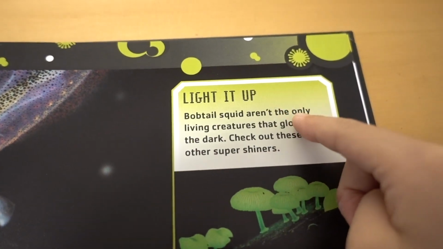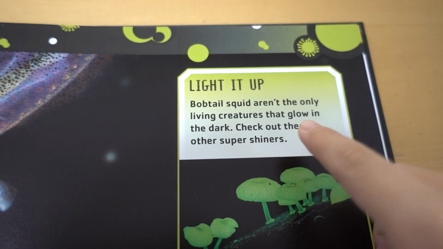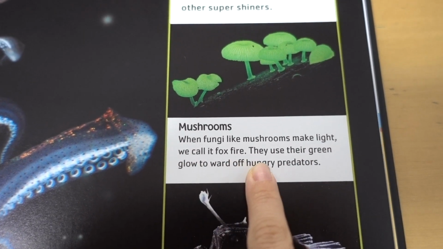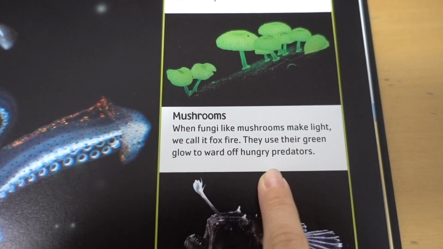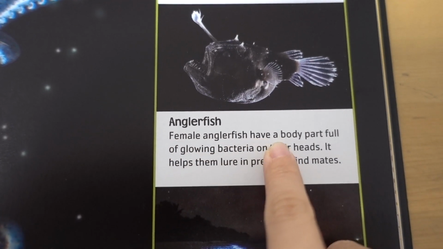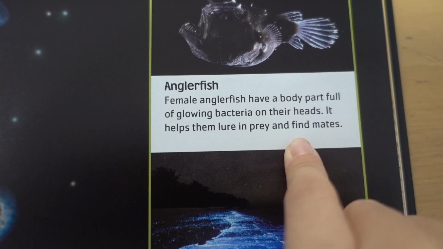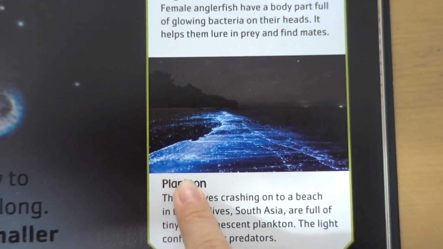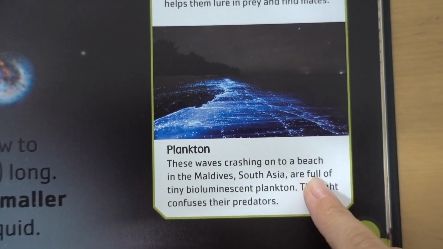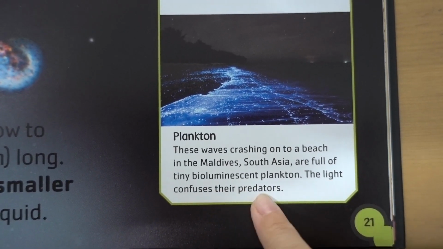Light it up. Bobtail squid are not the only living creatures that glow in the dark. Check out these other super shiners. Mushrooms. When fungi like mushrooms make light, we call it foxfire. They use their green glow to ward off hungry predators. Anglerfish. Female anglerfish have a body part full of glowing bacteria on their heads. It helps them lure in prey and find mates. Plankton. These waves crashing onto a beach in the Maldives, South Asia, are full of tiny bioluminescent plankton. The light confuses the predators.